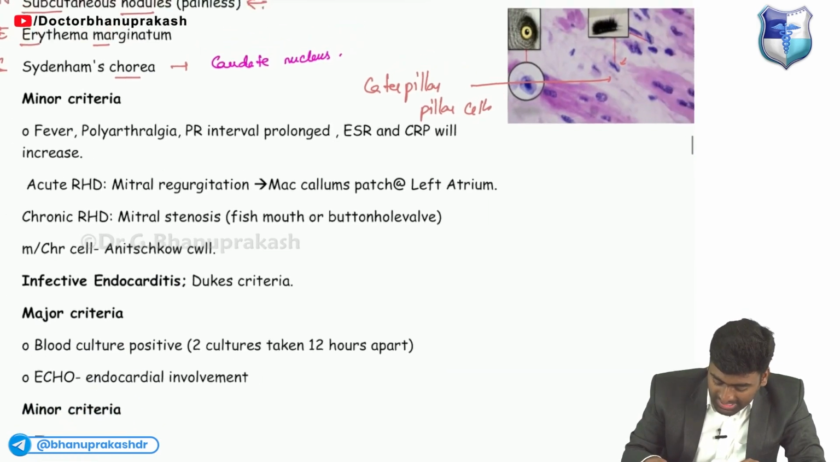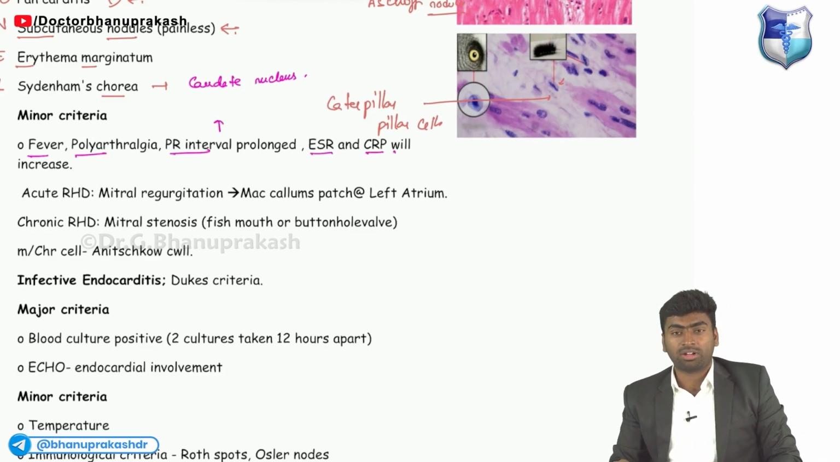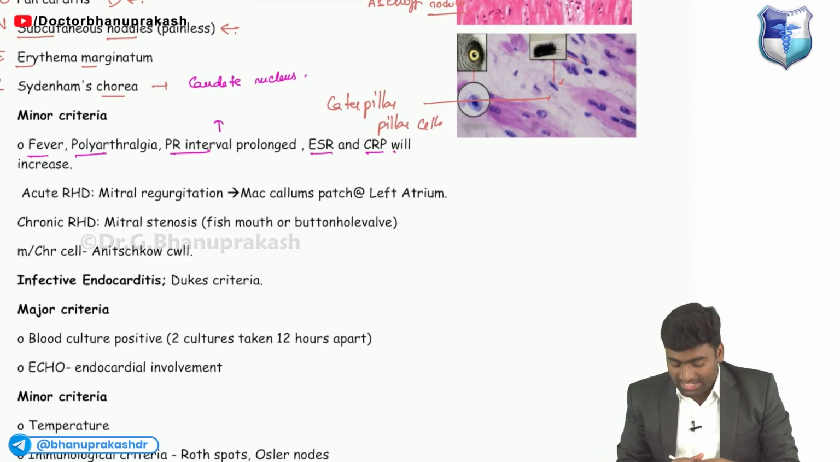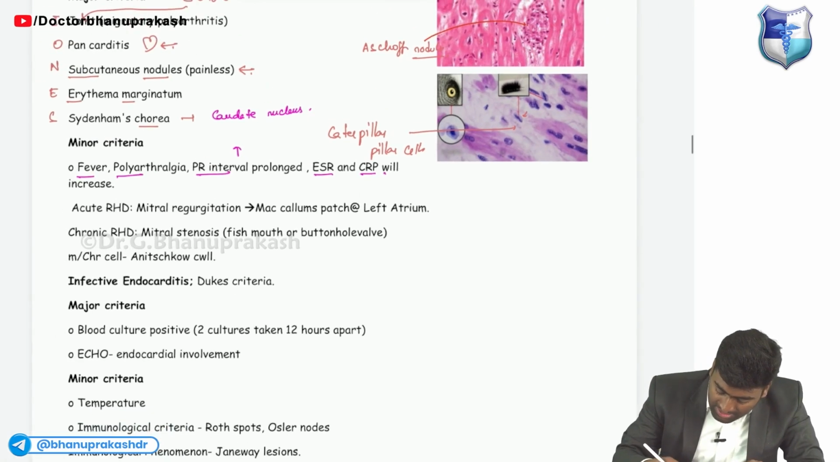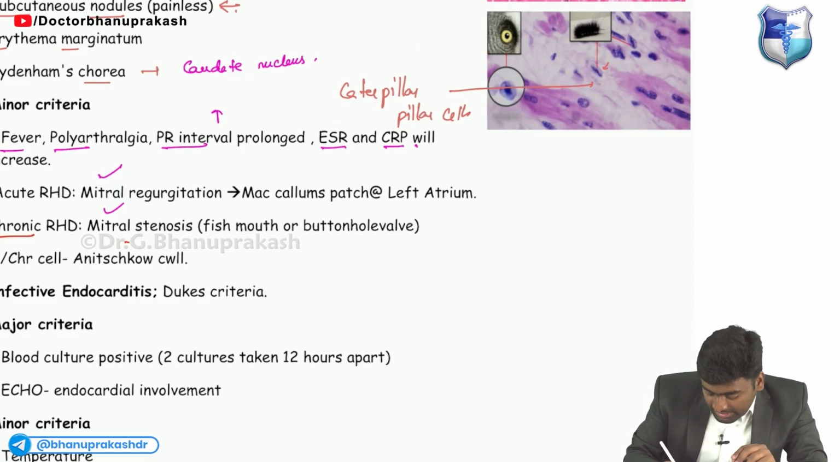Next, there are a few minor criteria you need to think of. Fever, polyarthralgia, increased PR interval, and ESR and CRP will be raised. And there will be valve involvement. The most common valve involved in rheumatic heart disease is the mitral valve. In acute rheumatic heart disease there will be mitral regurgitation, whereas in chronic there will be mitral stenosis.